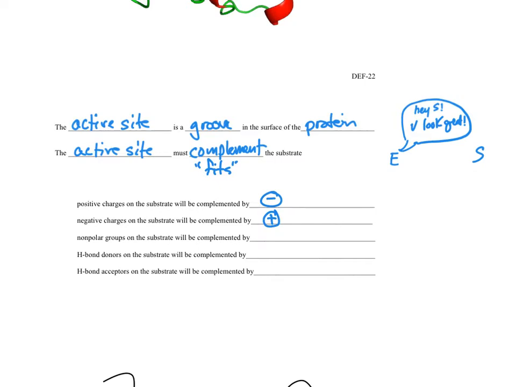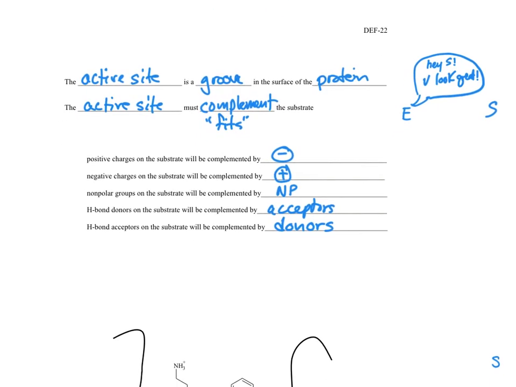Nonpolar groups, see if you can guess what that is. Nonpolar groups on the substrate will be complemented by nonpolar groups on the enzyme. Remember, nonpolar goes together, and the hydrophobic effect is going to draw them to cluster with each other. Hydrogen bond donors on the substrate will be complemented by acceptors, and acceptors will be complemented by donors. So we practiced all that stuff for a reason, and here's one of the reasons that we want to understand them. There's more to complementarity, though.